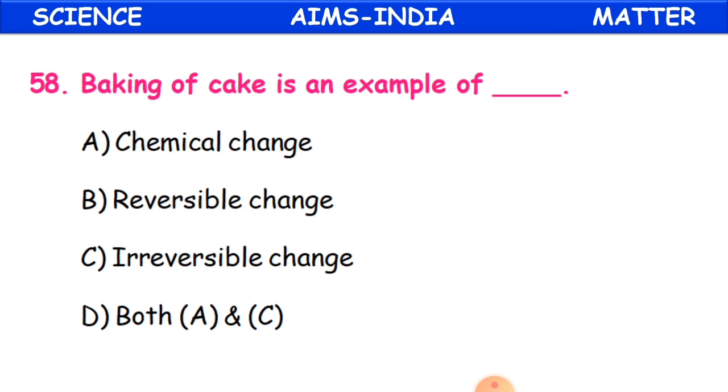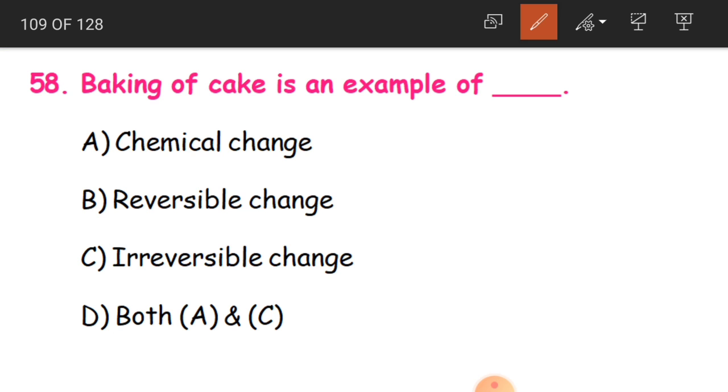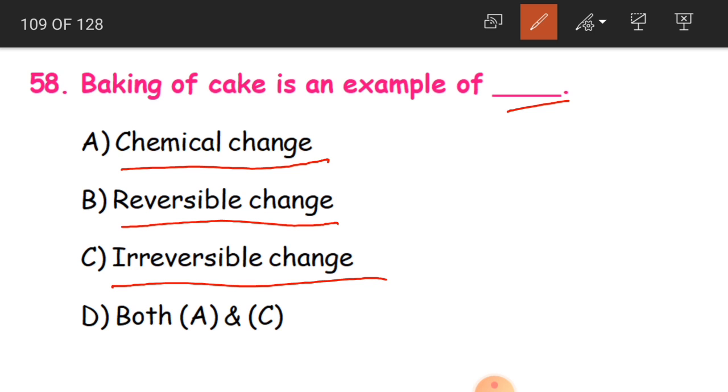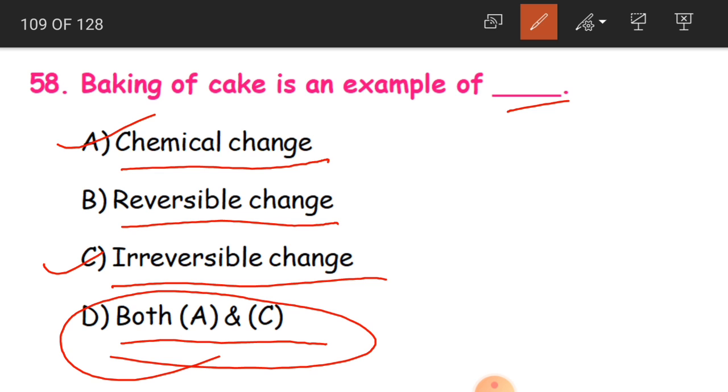58th question. Baking of cake is an example of dash. Is it a chemical change, reversible change or irreversible change, or both A and C? A and C are chemical change and irreversible change. So baking of cake is an example of both A and C. It is a chemical change and also an irreversible change.